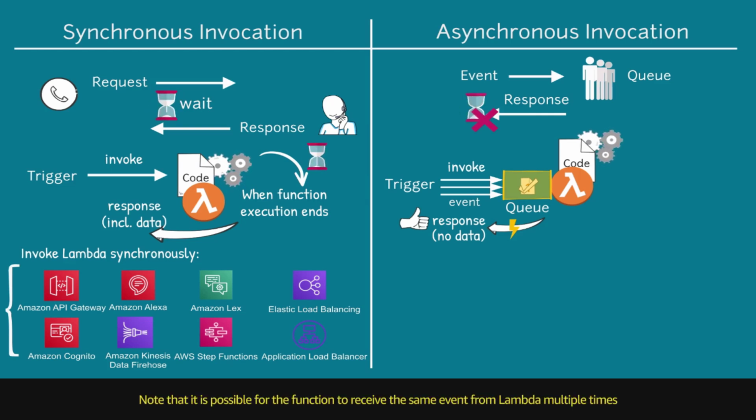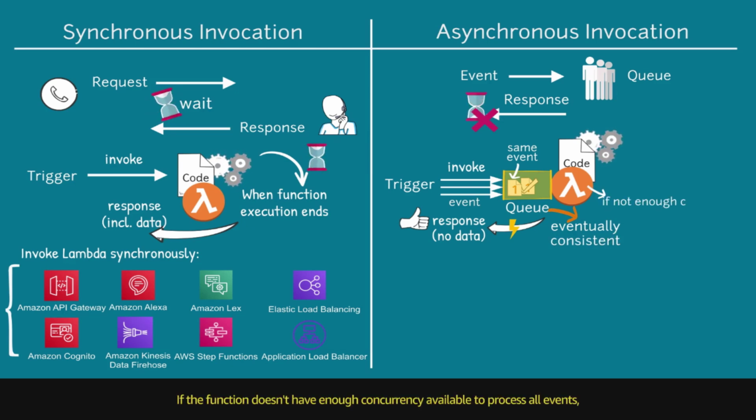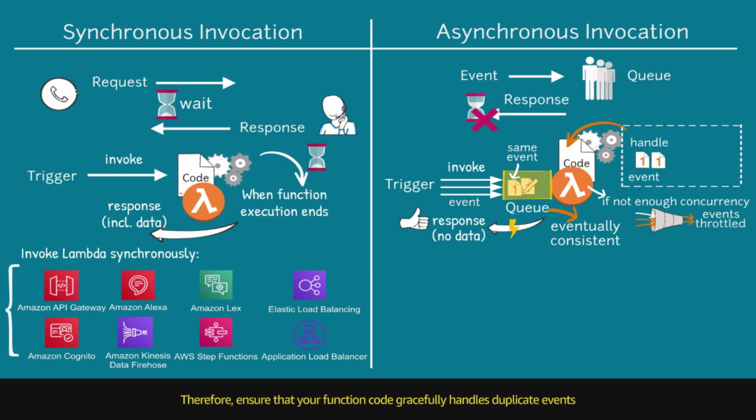Note that it is possible for the function to receive the same event from Lambda multiple times because the queue itself is eventually consistent. If the function doesn't have enough concurrency available to process all events, additional ones are throttled. Therefore, ensure that your function code gracefully handles duplicate events and that you have enough concurrency available to handle all invocations.